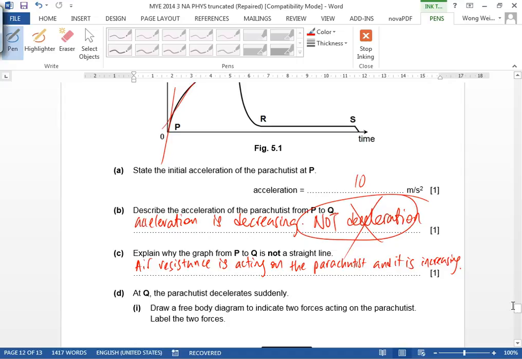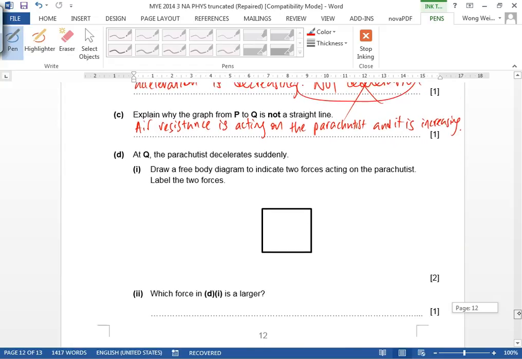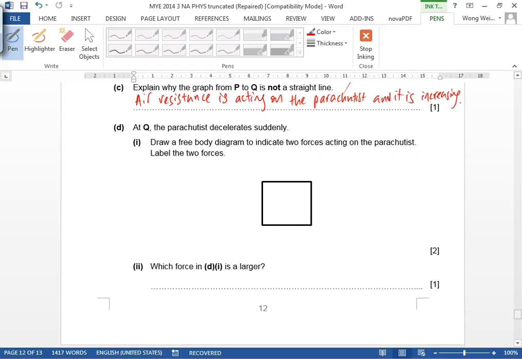So at point Q, the parachutist decelerates suddenly. Draw a free body diagram to indicate two forces acting on the parachutist. So what should we draw? Okay, weight. Where should we start drawing the weight from? Center, right? This is our free body diagram. We should start from the center downwards because weight is acting downwards. So this is our weight. Next, what do we have? Air resistance. What we said was critical. So, air resistance.